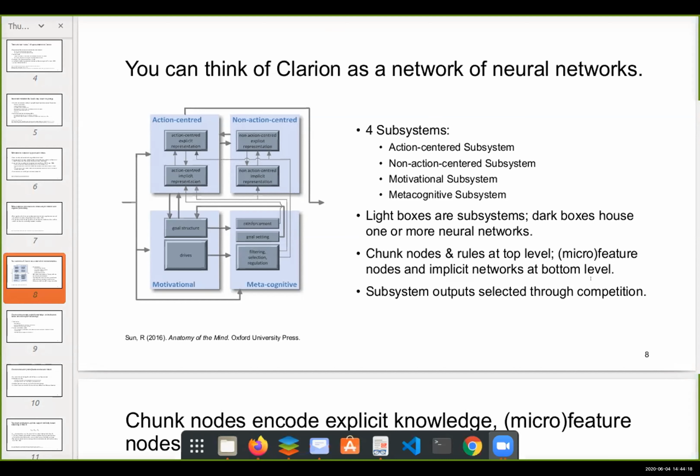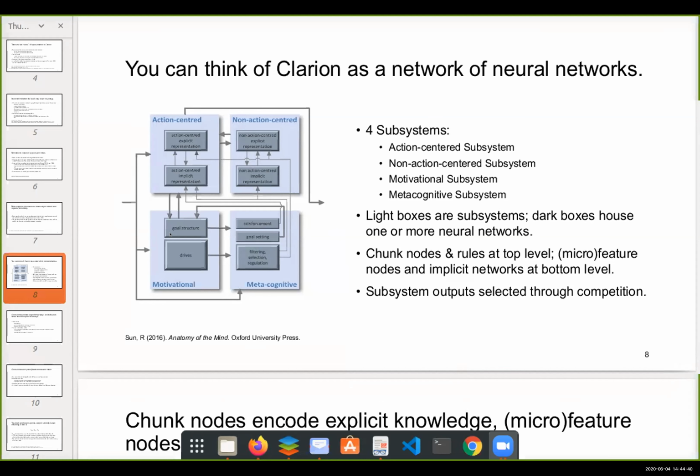Is it possible to do multiple tasks in a single Clarion system? So does the metacognitive component control which task is happening? I think that question means so.